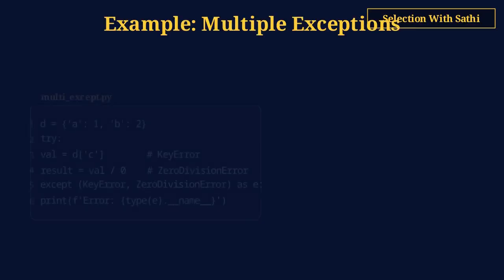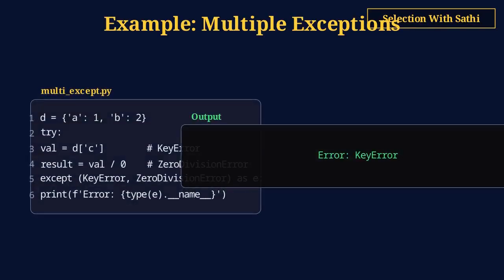Creating a custom exception. Class InsufficientFundsError extends Exception. __init__ takes balance and amount, calls super with a formatted message. Now when a withdrawal exceeds the balance, raise InsufficientFundsError with the balance and amount. The error message is: need 200, have 100.